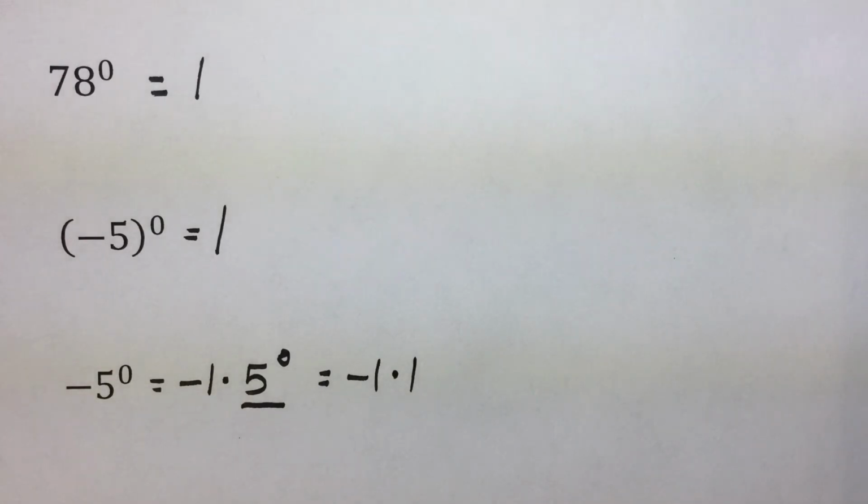We just defined that. And replacing or substituting 1 in place of 5 to the 0, we can then do the multiplication. A negative times a positive is a negative. 1 times 1 is 1.